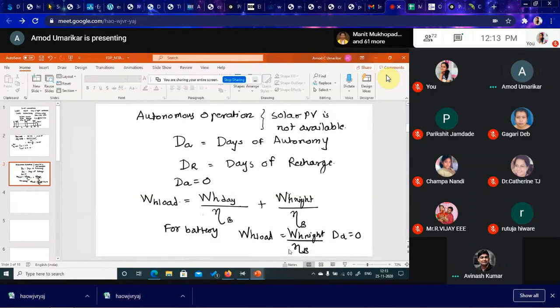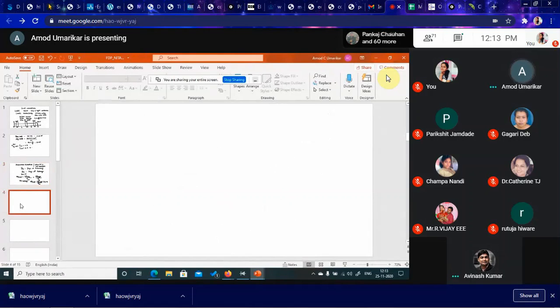Now, if DA is not 0, what will be the load the battery has to supply?